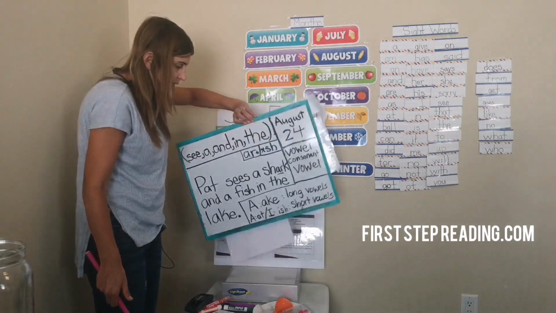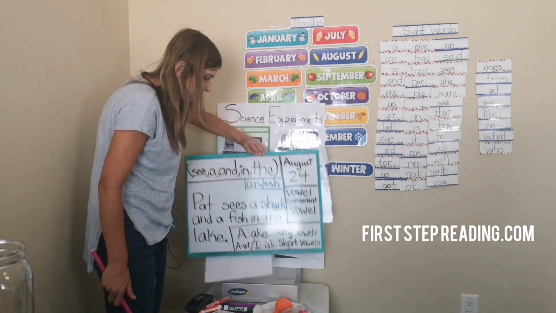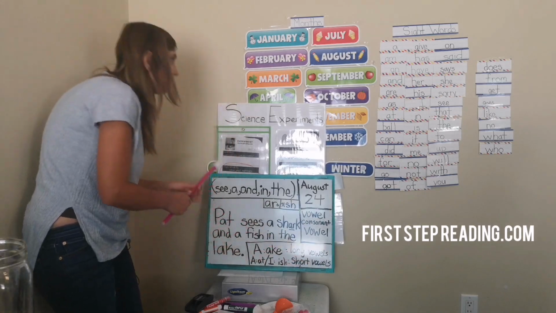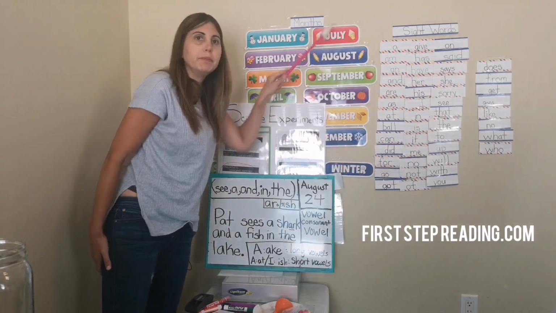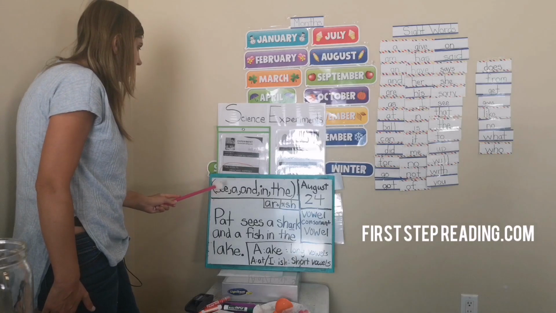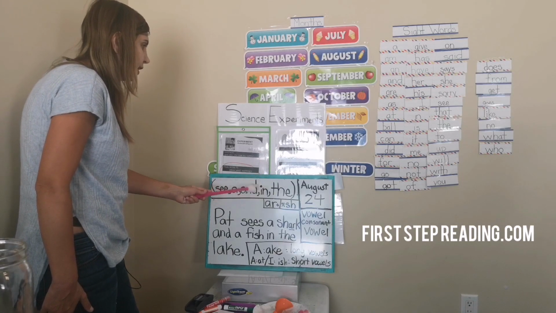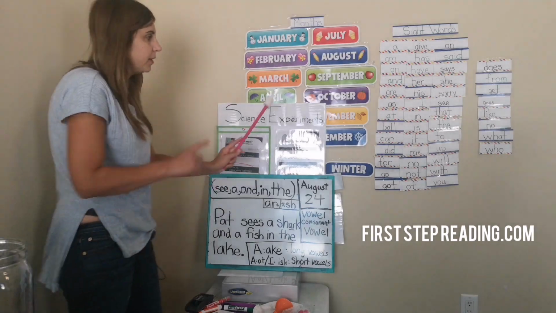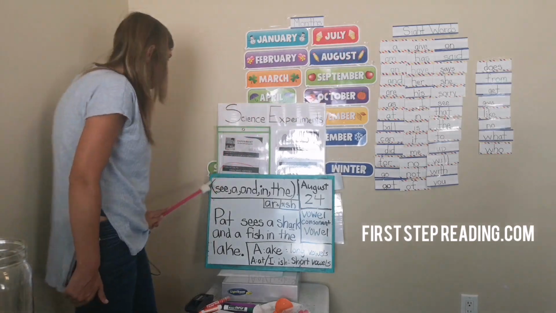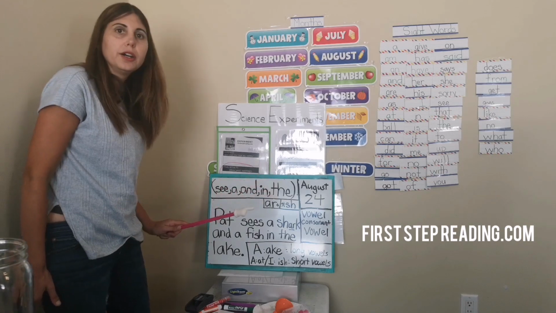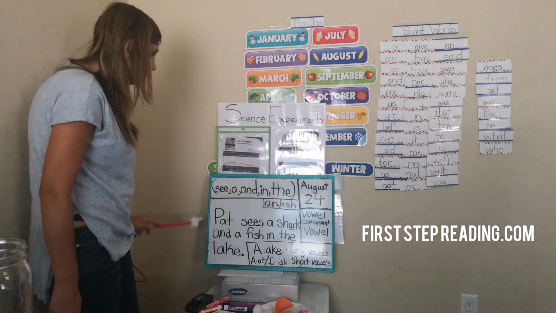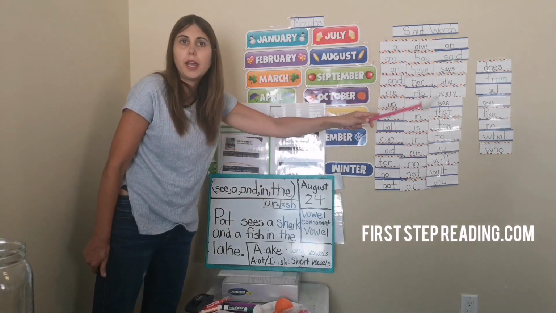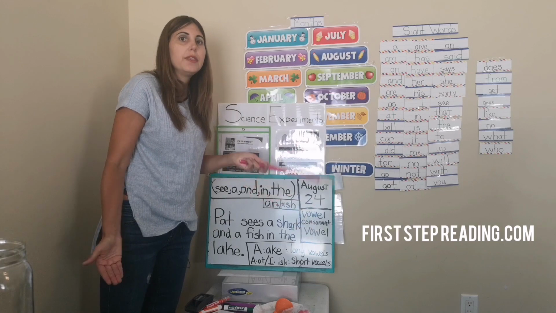And this is our sentence for today. Our sight words, the words that you need to memorize, are see, a, and, in, and the. All the other words are your phonics words. These are the words that you find in book 1 and book 2 and book 3 that you need to memorize.